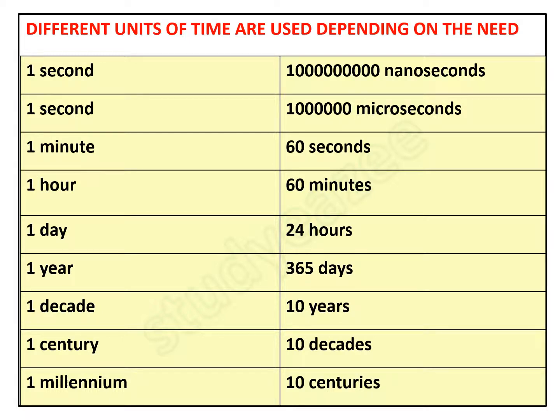1 day is equal to 24 hours. 1 year is 365 days. 1 decade is 10 years. 1 century is 10 decades. 1 millennium is 10 centuries.